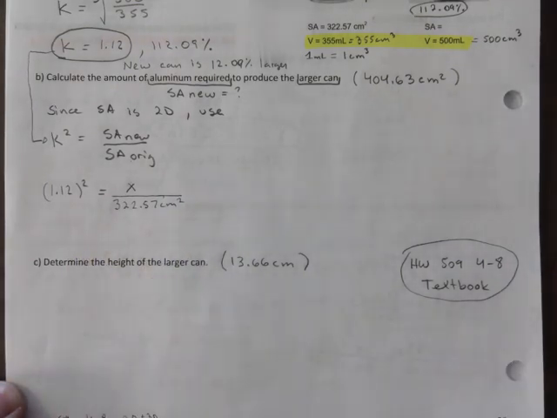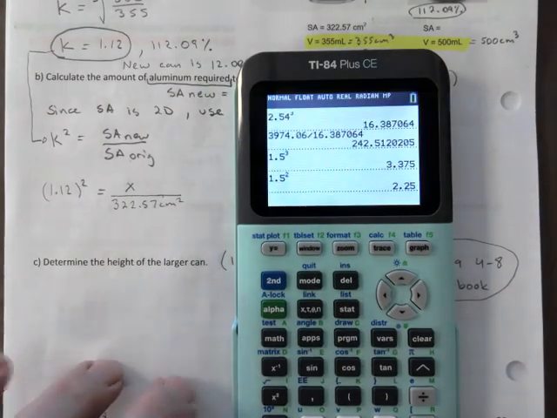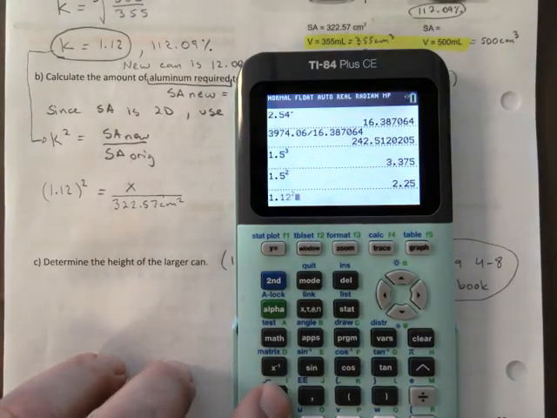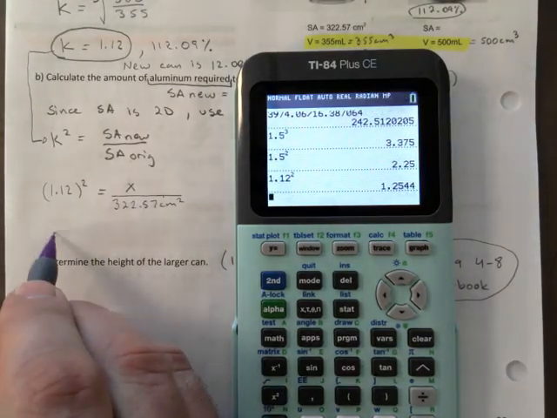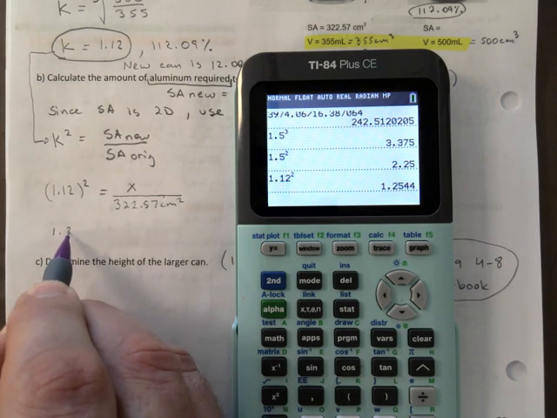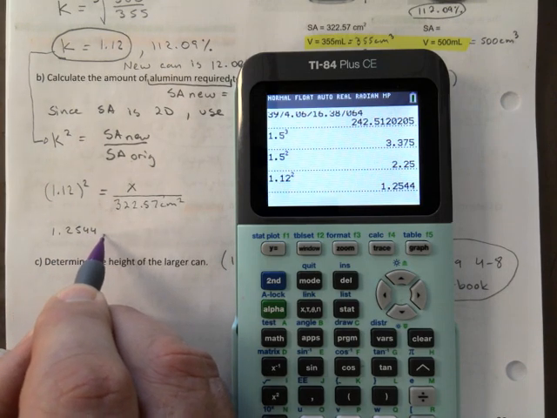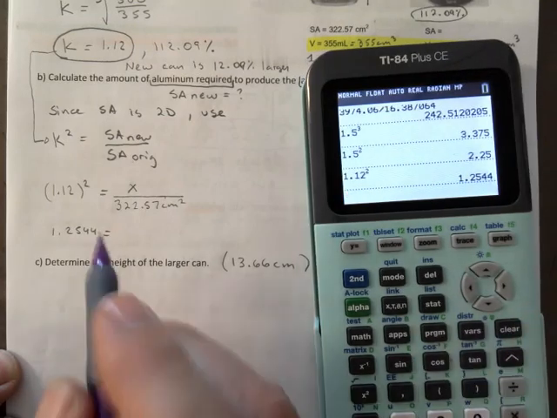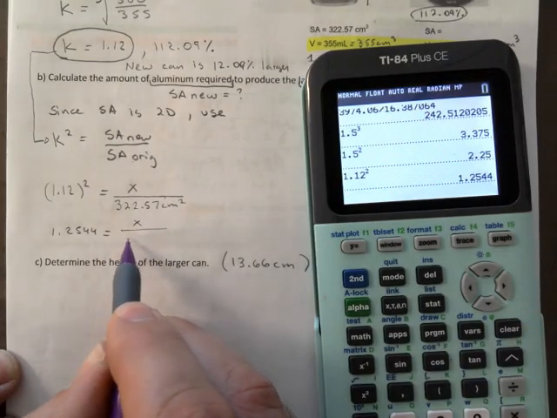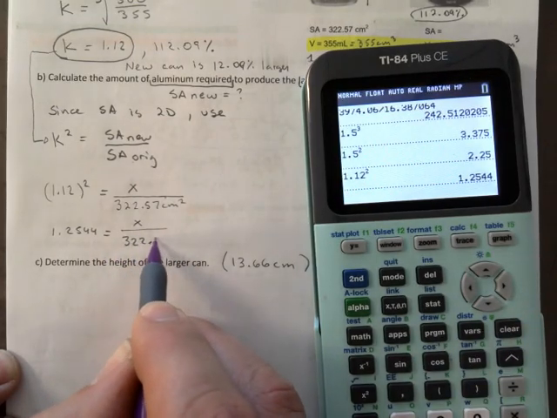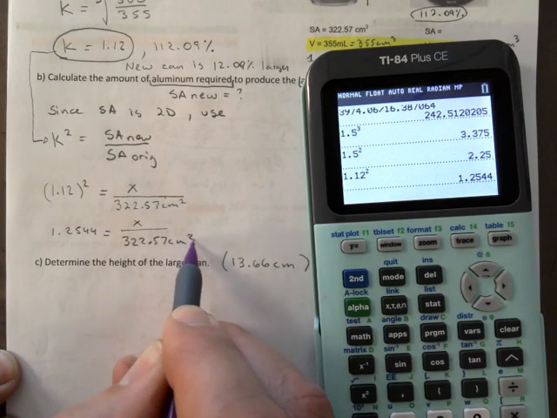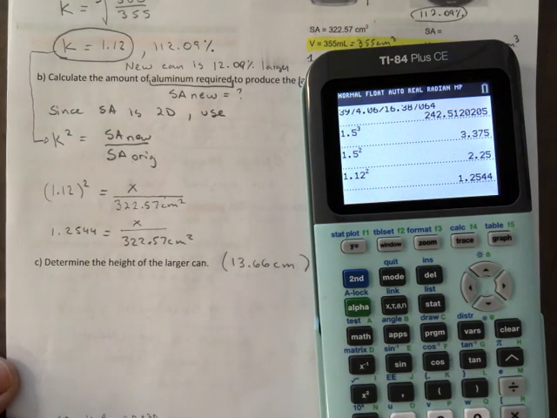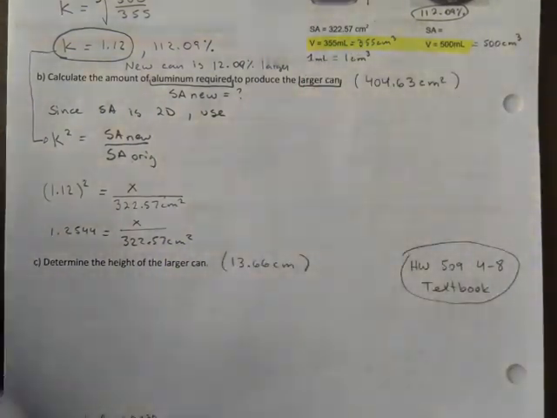So let's square it. Take your calculator, 1.12 squared. That is 1.2544. Use all decimals there. And we're just going to continue setting it up. Don't skip steps, guys. It's going to hurt you. It just takes a few seconds.